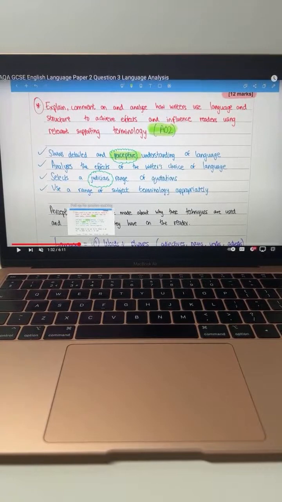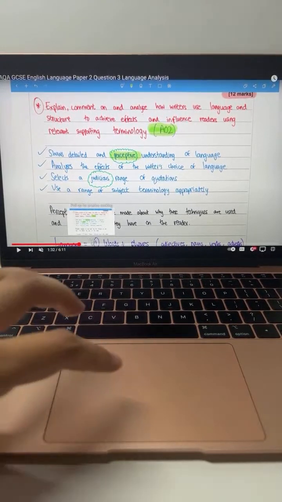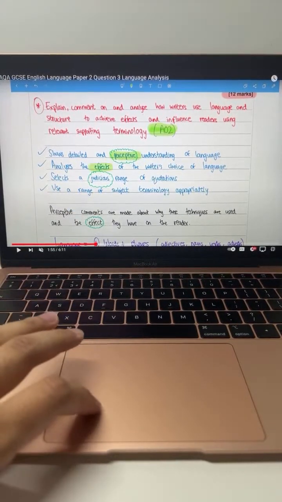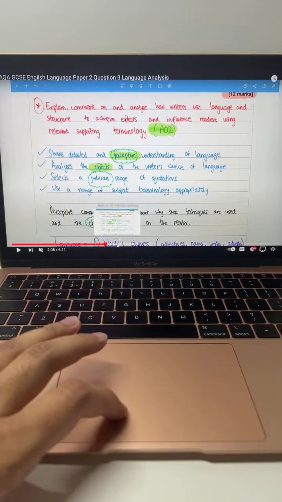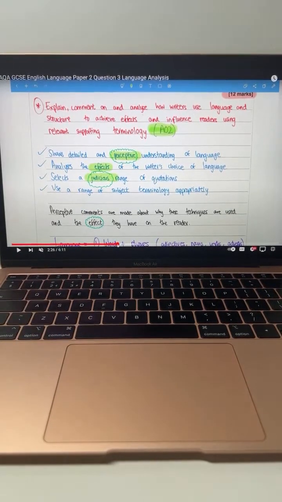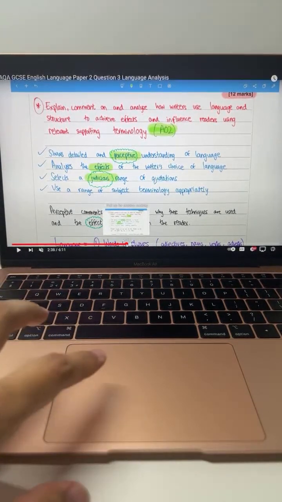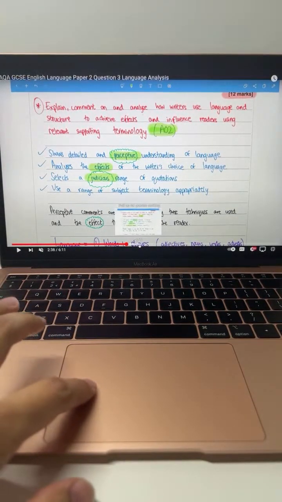Let me know in the comments. How many times have you written something like, oh, it makes the reader feel sympathetic or feel sorry for them? Has anyone written that before? Because for some reason that's a very common answer I see in a lot of my students' responses.